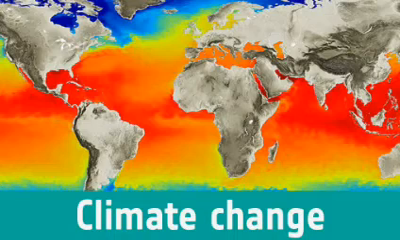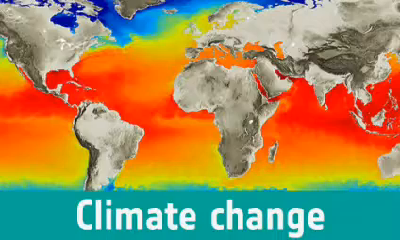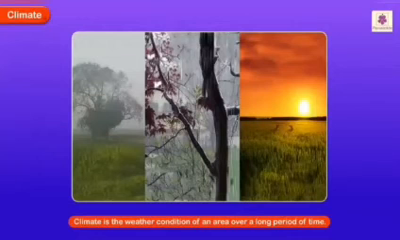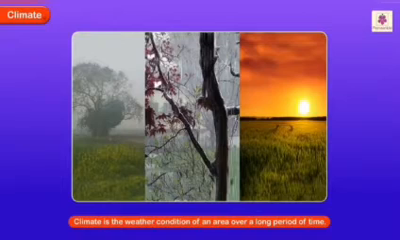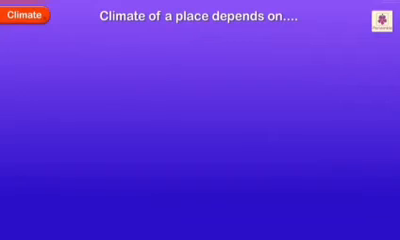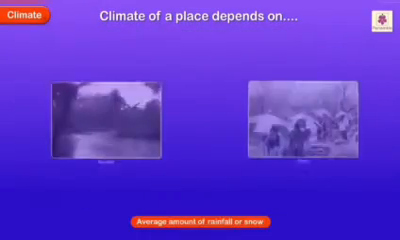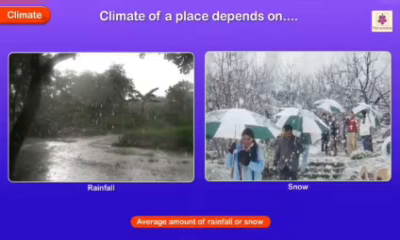Next, climate. Climate is the accumulation of daily and seasonal weather events of a given location over a period of 30 to 35 years. For example, the climate of a place remains constant over a long period, 30 to 35 years. Let's see. Climate is the weather condition of an area over a long period of time. Climate of a place depends on its average monthly or yearly temperature, average amount of rainfall or snow.